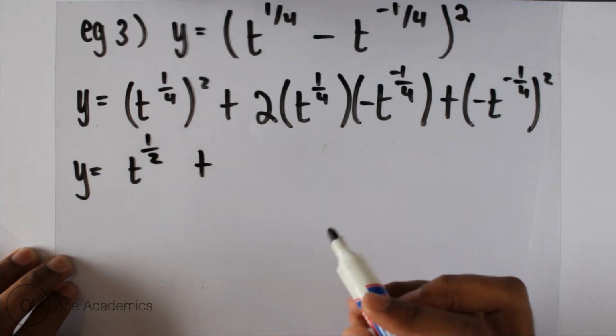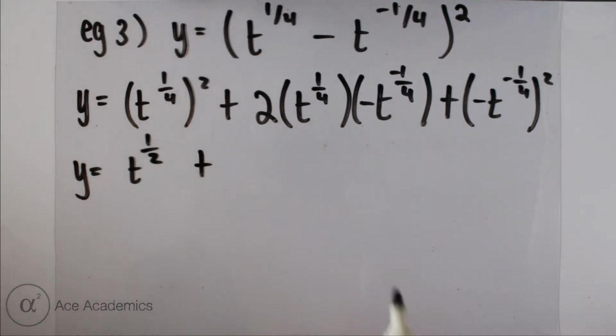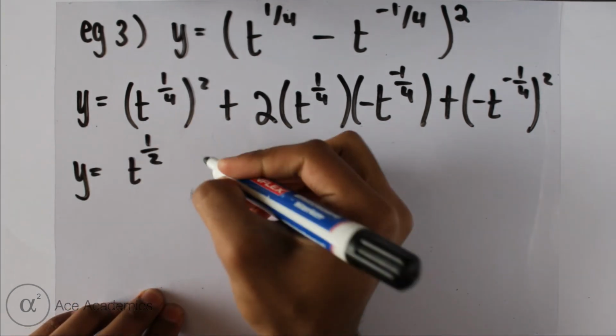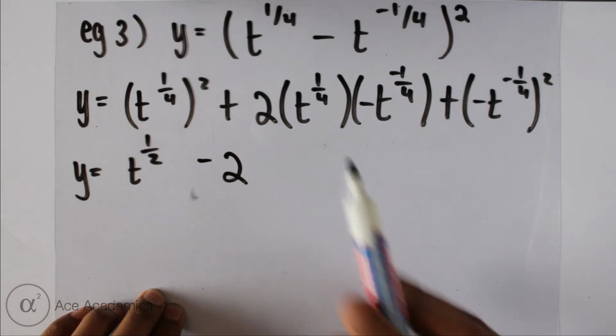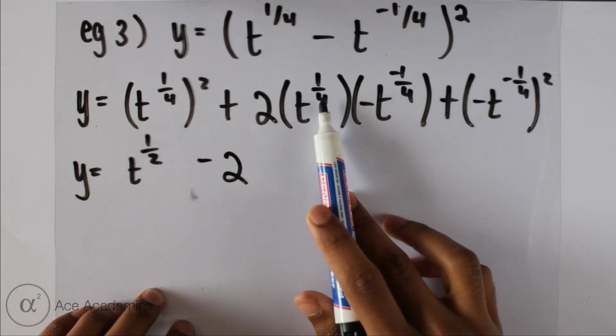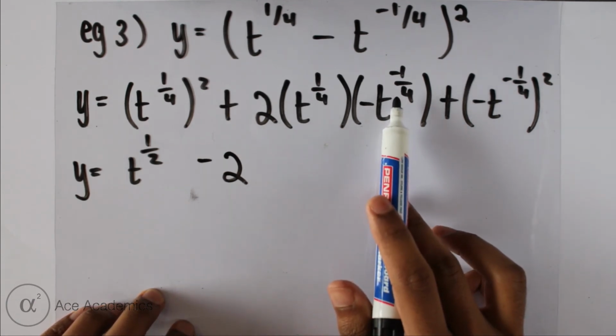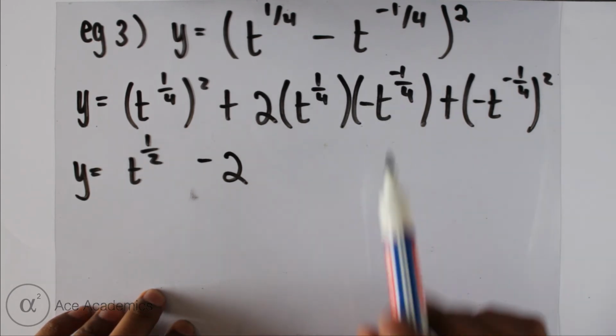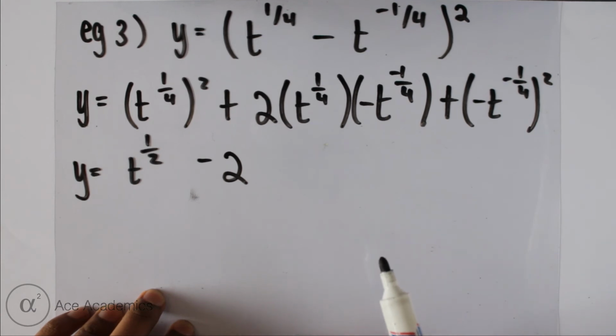For the second term, we have negative 2. And with the t's, we have t to the power of a quarter times t to the power of negative a quarter. Now, when we're multiplying with the same bases, we can add the exponents. So a quarter minus a quarter is simply 0. And t to the power of 0 is just 1. So this remains negative 2.